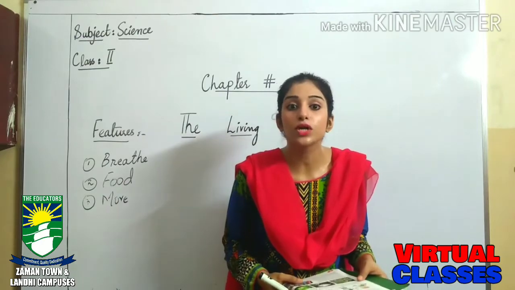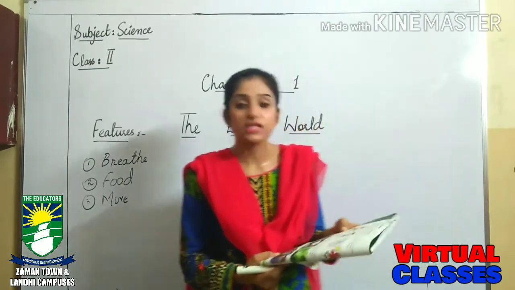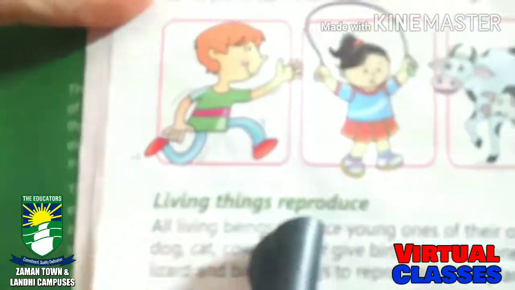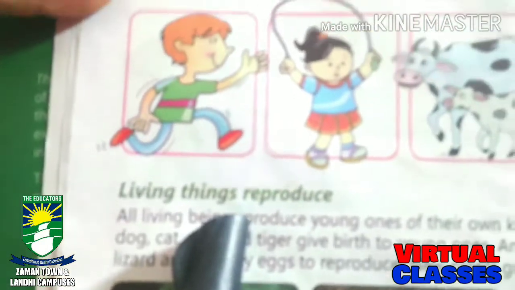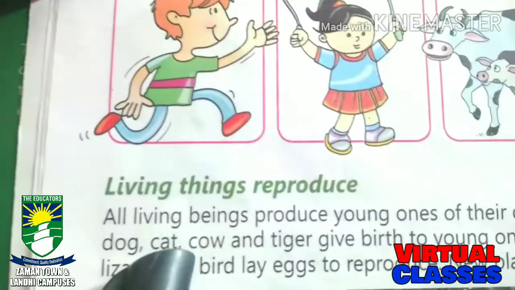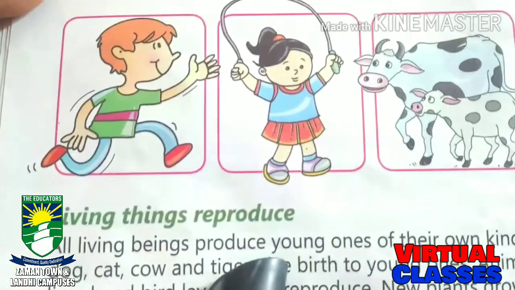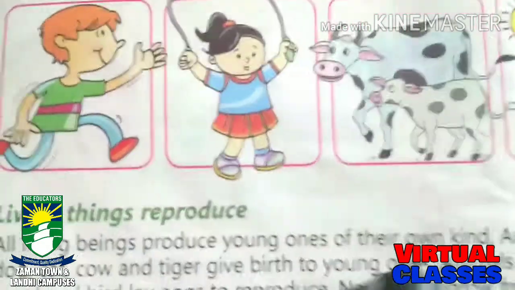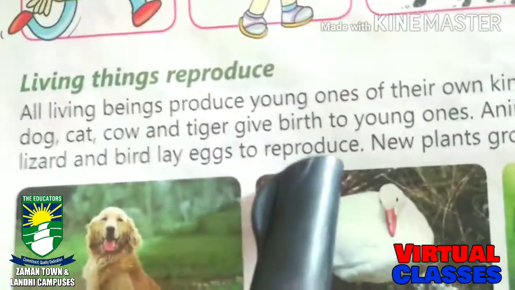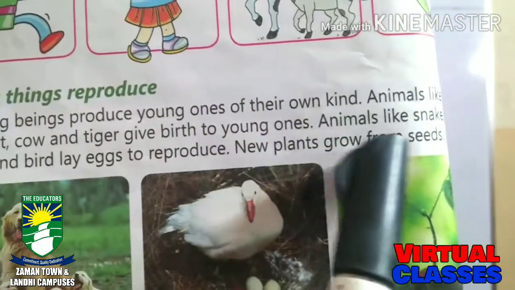Living things reproduce. Look at your book, page number 6. Living things reproduce. All living beings produce young ones of their own kind. Animals like dog, cat, cow and tiger give birth to young ones. Animals like snake, lizard and bird lay eggs to reproduce. Now, new plants grow from seeds.